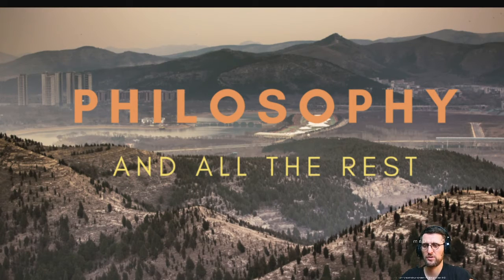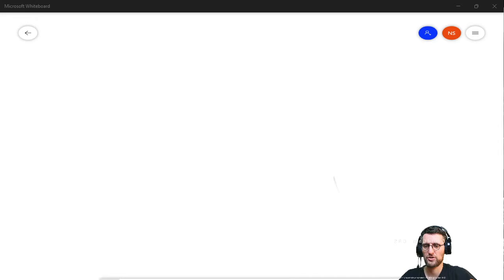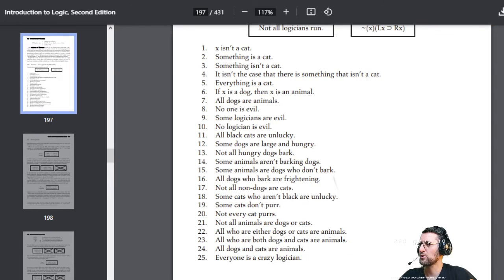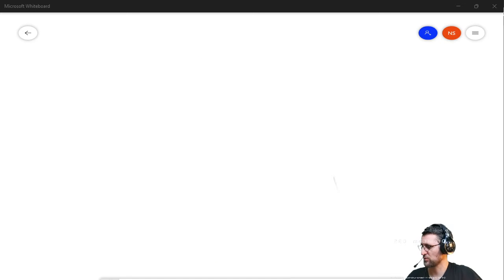We actually want to do some logic. And what do we use for that? We actually use the book of Gensler again. And we do first the sentence, X isn't a cat. Let me see whether I can arrange my whiteboard here. Yeah, let's just do it with a whiteboard. So X isn't a cat. How do we translate that?